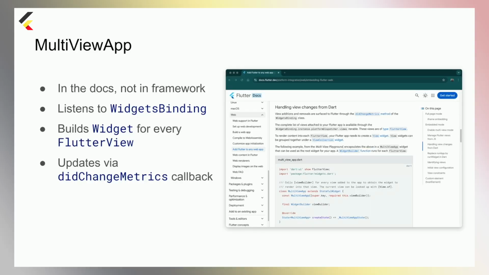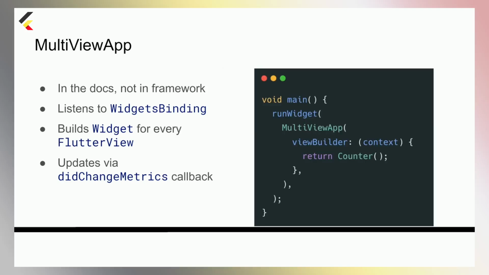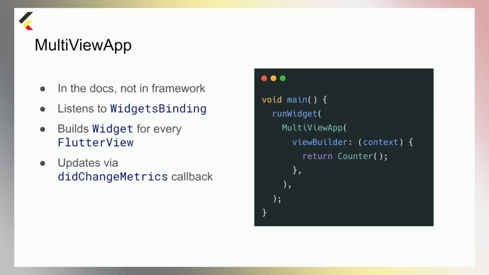If you're going to try this out, I would recommend going to the docs and start playing with the example widget that they provide. It's called MultiViewApp. It basically listens to the widget binding and will then, for every Flutter view that it finds, connect it to the right widget. This will happen through the didChangeMetrics callback, which is called every time you add a view or you remove a view, or even when you change the dimensions of your browser window. And if we use it, this is how our main.dart function will look like.